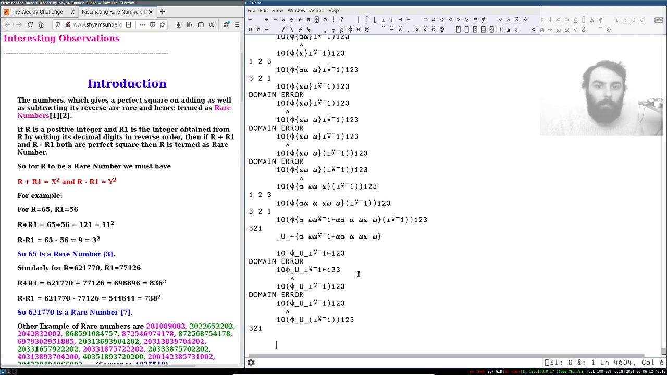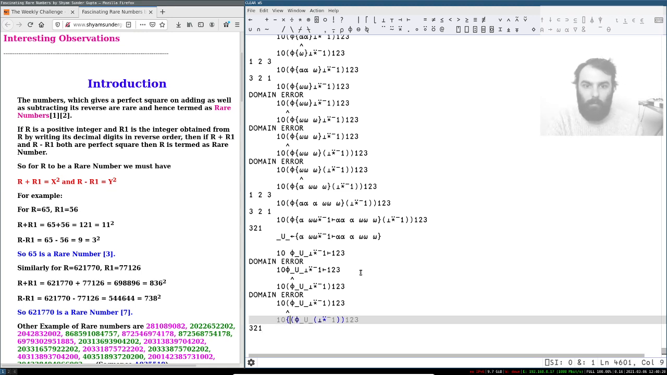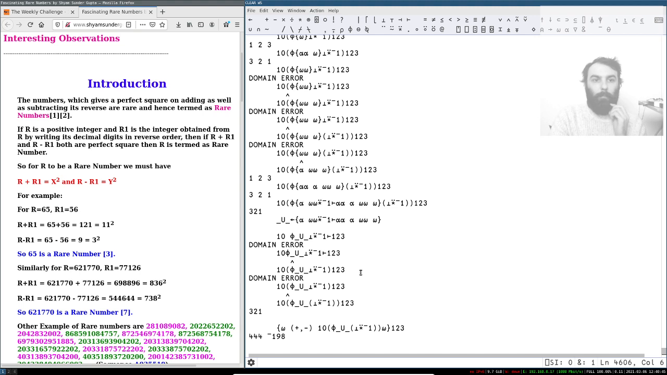Then r plus r1, i.e. alpha plus omega plus 10 rotate under digits omega, and r minus r1, so plus comma minus. If they're both perfect squares then r is a rare number.